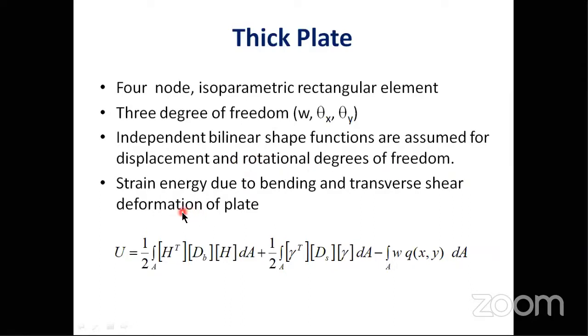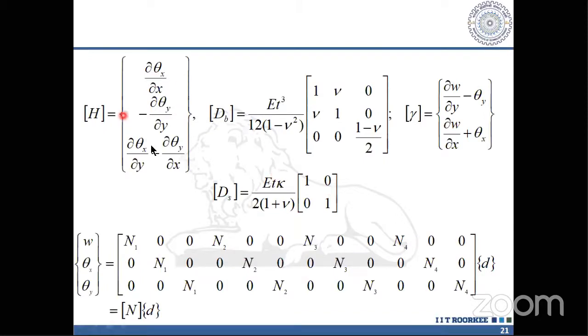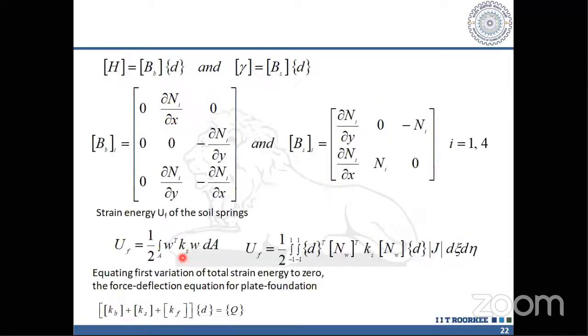Now, if we write down the expression for strain energy by considering the work done, then we can differentiate it for minimization. This is the strain energy due to bending of the plate, and we can account for it. Here H corresponds to the shear deformation, DB and DS, and this is the shear strain. So we can say here is the matrix of shape functions. If we are having four nodes, it will be 3 by 12. And then you can write down the corresponding rotations and shear deformations.